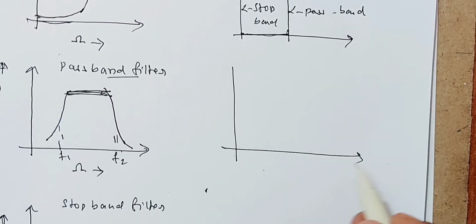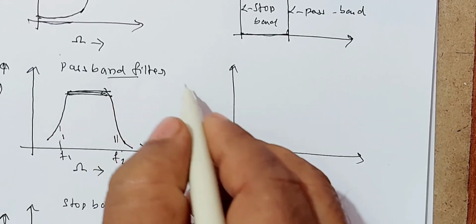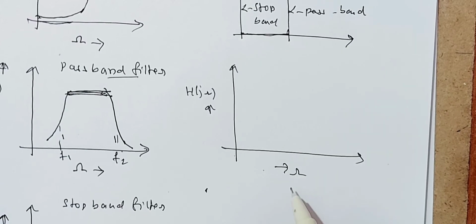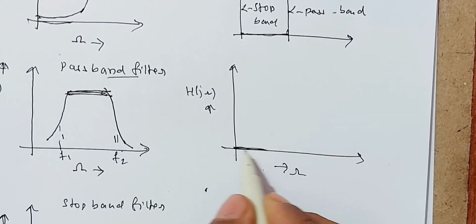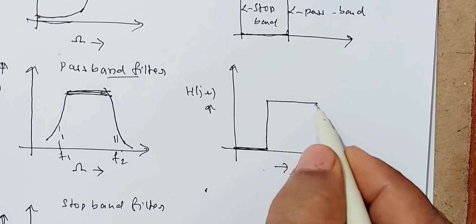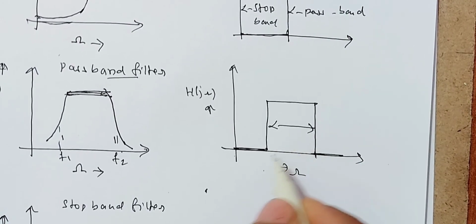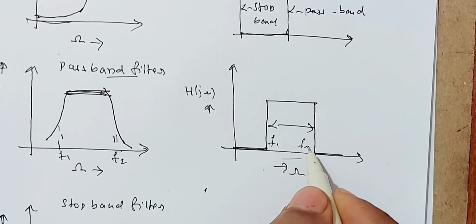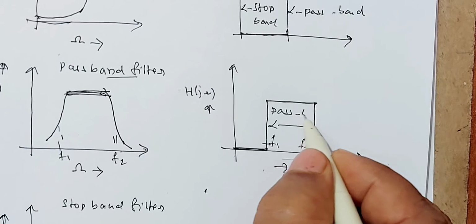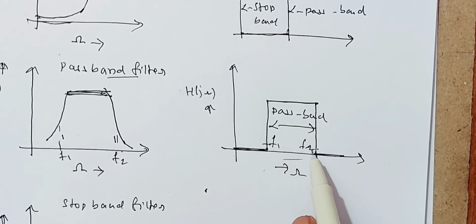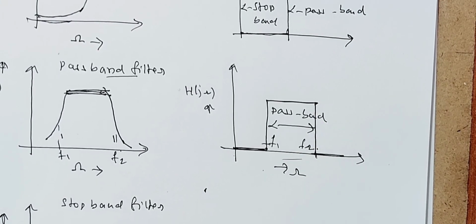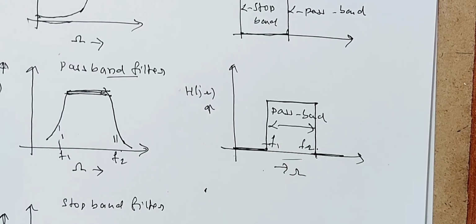Similarly, you can represent the band pass filter, H of j omega along the y axis and omega along the x axis. Up to a certain frequency f1 it should stop. After a certain frequency it should stop. It is allowed only between the frequencies f1 and f2. This is a band of frequency. So for a band of frequency from f1 to f2, the output is allowed. That you get a pass band. Only for a band of frequency you get a pass band. After that you get the stop band. This is called the ideal filter of band pass.